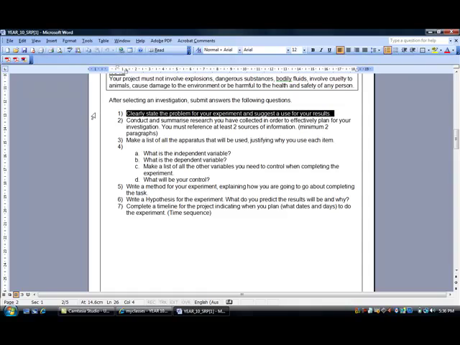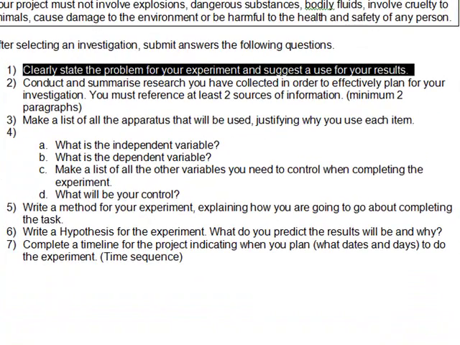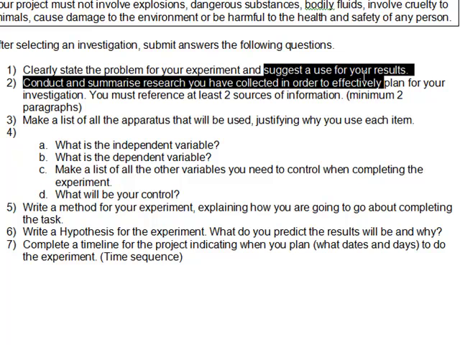So after you have selected which investigation you are going to do, in part 1 you need to submit answers to the following questions. First one there, clearly state the problem for your experiment and suggest a use for your results. So basically what you're doing here is you're writing an aim for the experiment. However, you'll notice there at the end we've also asked you to suggest a use for your results.